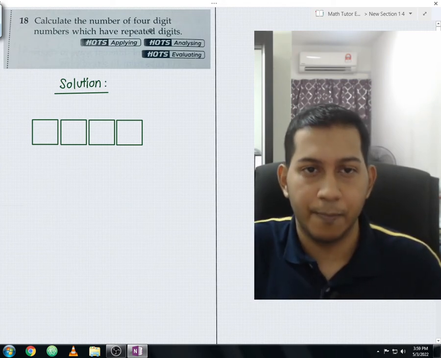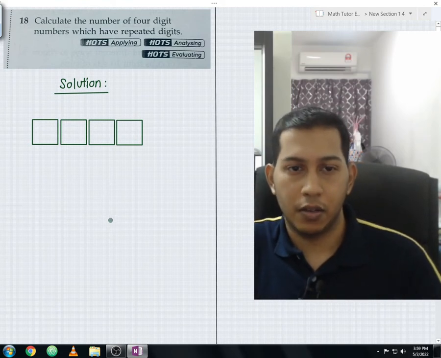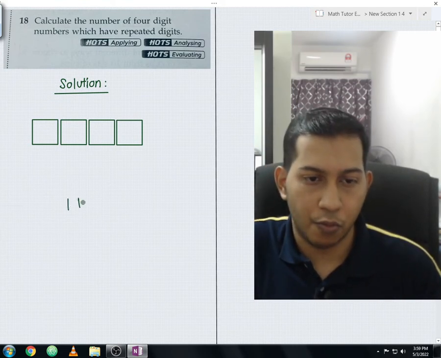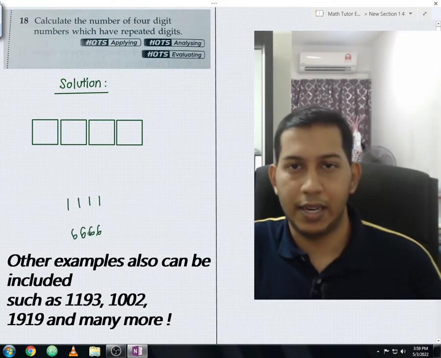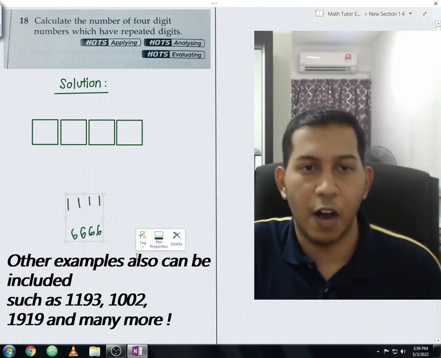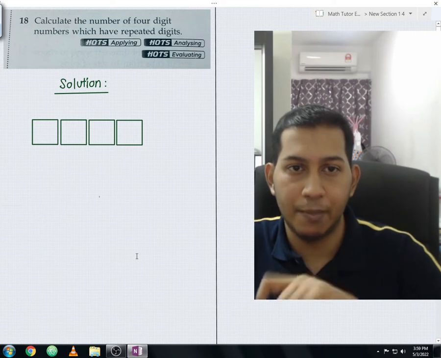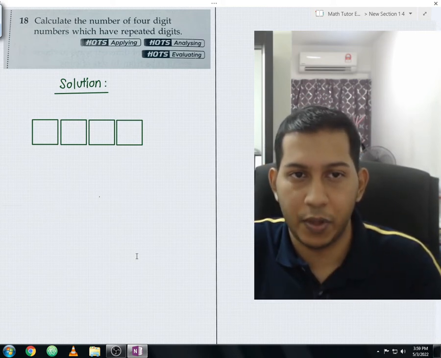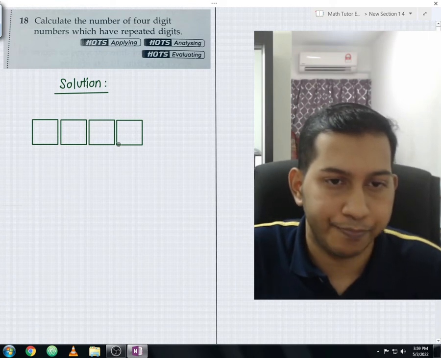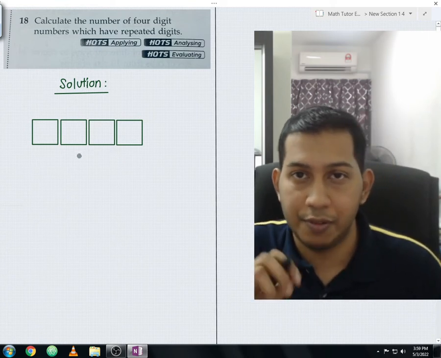Since the question mentioned 4 digits, you can expect your arrangement to be something like 1 1 1 1 or 6 6 6 6. Something like this. So this is how the arrangement should look, and the question asks us to calculate the number of 4-digit numbers which have repeated digits. So from here let us start with the 4 digits with repetition.